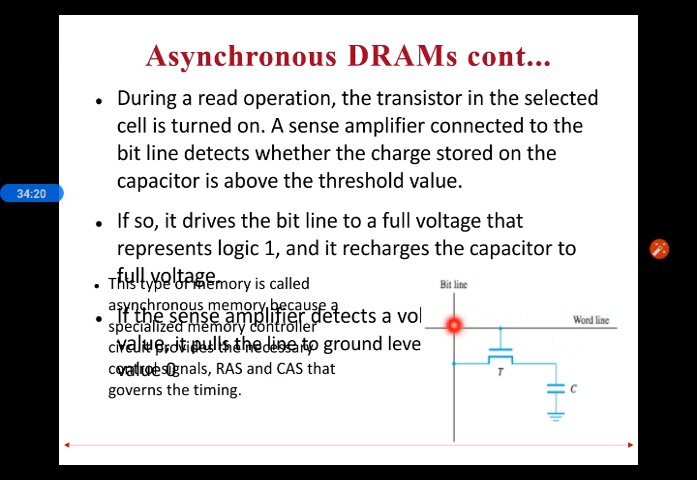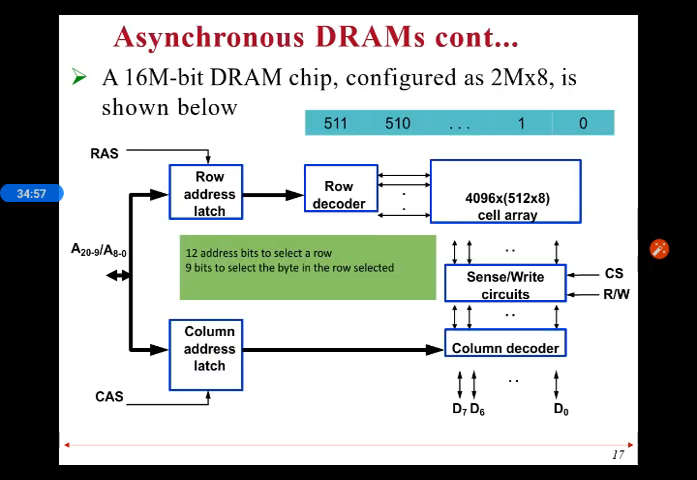So this type of memory is called asynchronous memory. In the name itself, we have seen asynchronous. Why is it called asynchronous? Because we are not using any control information from the processor. Instead, they use separate signals called RAS and CAS. These are the two special signals that we use to govern the timing. So for the working of asynchronous RAM, we are using separate control signals. Next we will see the diagram of a typical asynchronous DRAM.